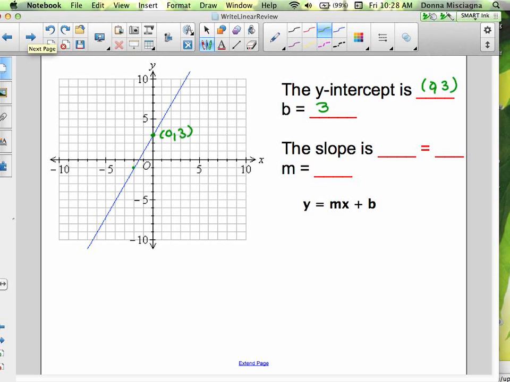Let's use this one. Right, so our line, remember we read left to right, so our line is going up 1, 2, 3, 4. That's positive 4. And then to the right 2. Right, so the rise is 4 and the run is 2, which reduces to 2. Almost the same as the last problem, except this time it's positive. So that means our equation is going to be y equals 2x plus 3.